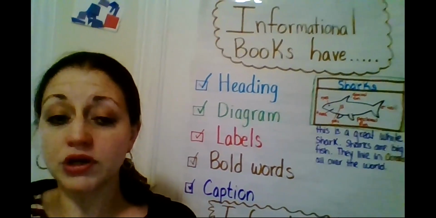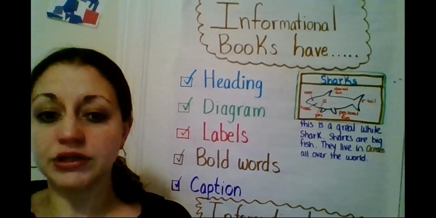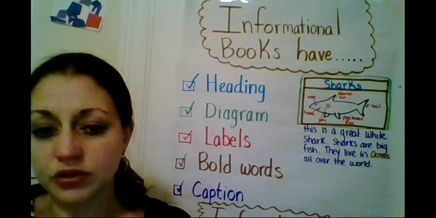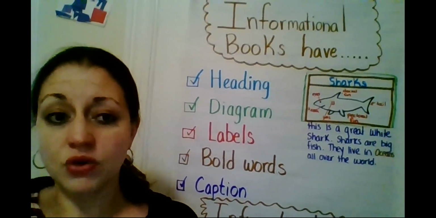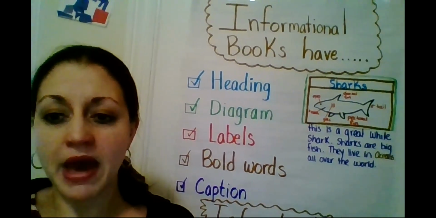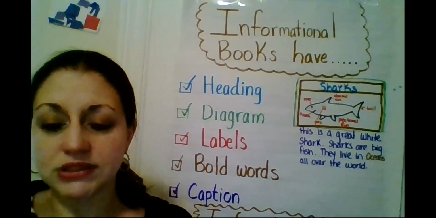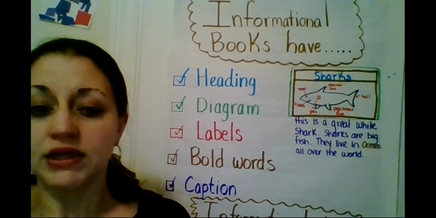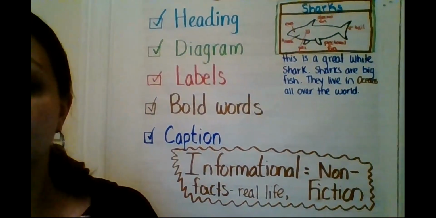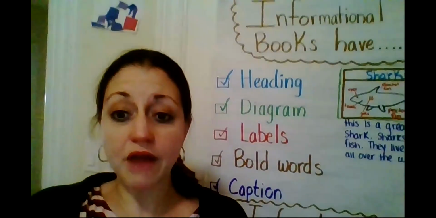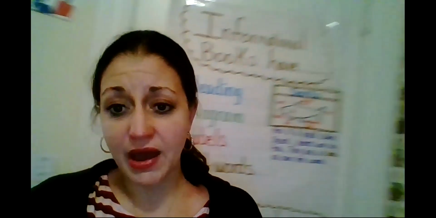They have bold words. Bold words mean they are darker in color. And informational books have captions. At the bottom of a diagram or a picture, they have little words to describe the picture. And remember, informational books are facts. They tell facts about something. So it is real life things. Now let's take a picture walk with this book before I read it.